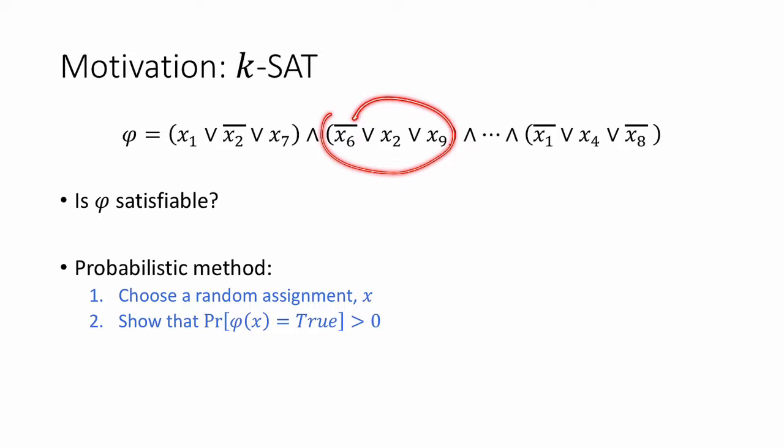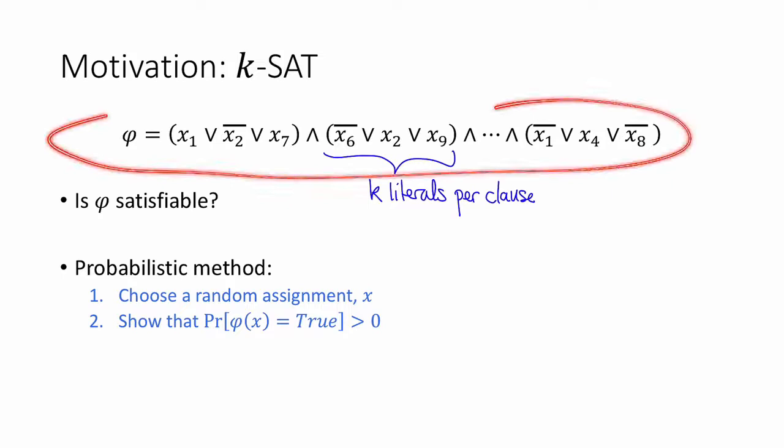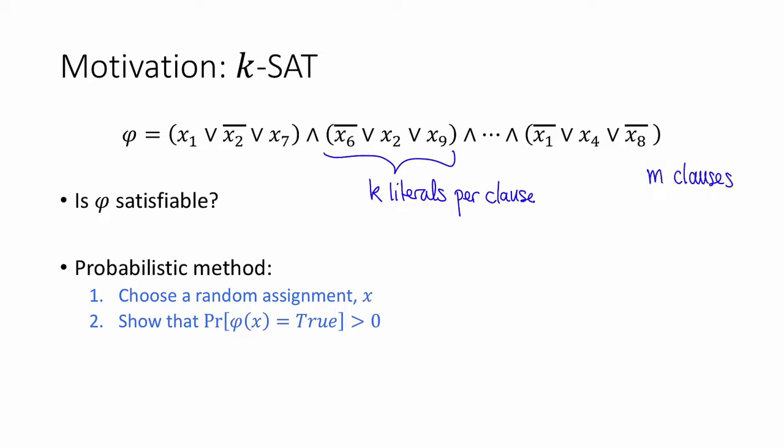Here, by literal, I just mean a variable like x2, or maybe the negation of a variable, like here is not x6. In ksat, there are k literals per clause. So this picture is an example of 3-sat. And for this video, I'm going to say that there are m clauses. The question is: is phi satisfiable?